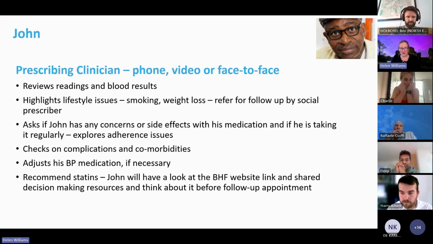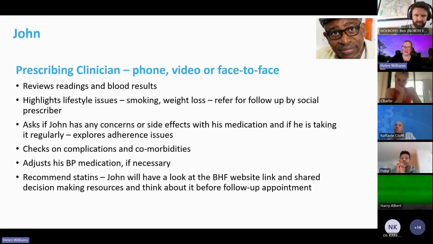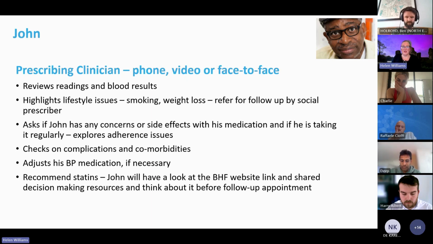Checking on the complications and comorbidities if there are any. Obviously his blood pressure is poorly controlled, so we need to adjust his medicines, and we should be starting that conversation at statins. You've just changed his blood pressure medicine, so you might not want to change something else that same day, but it can be the start of that conversation. Do you want to have a look at some resources? Do you want to have a conversation about statins? Think about it, think of the questions you want to ask, and then we can discuss it at the next appointment.